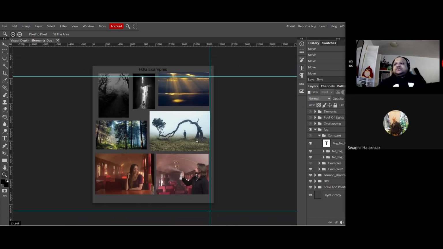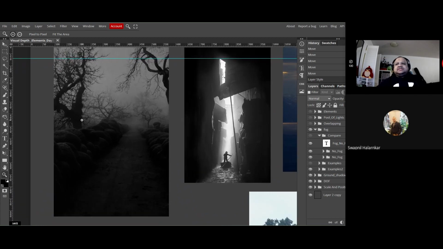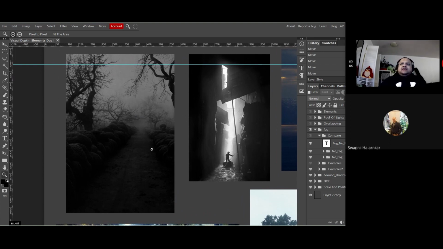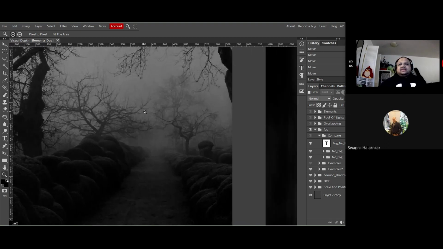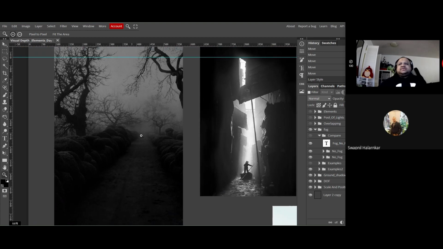Yeah, so these are some very nice examples. This is a more creepy kind of setup. You can use fog to show something which is scary, the horror genre. When you want to shoot something scary or horror, you can make use of fog to show that.